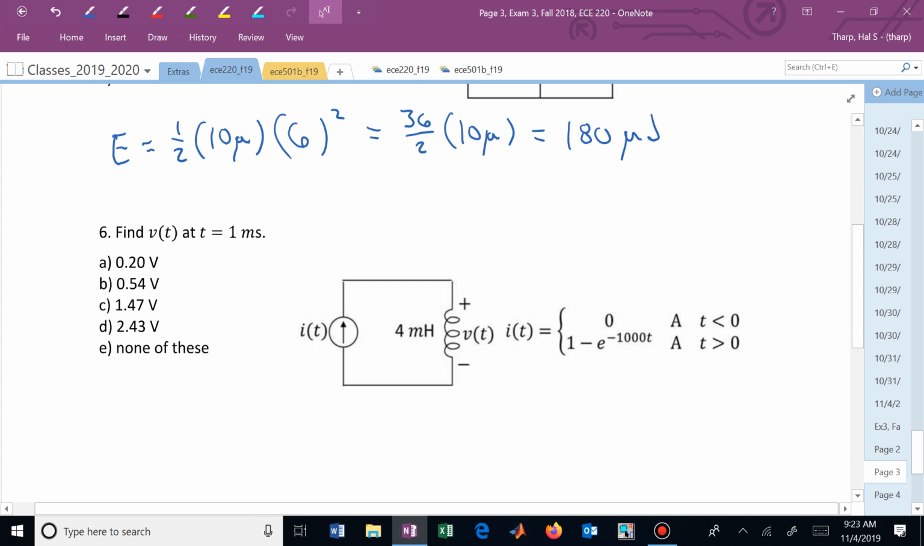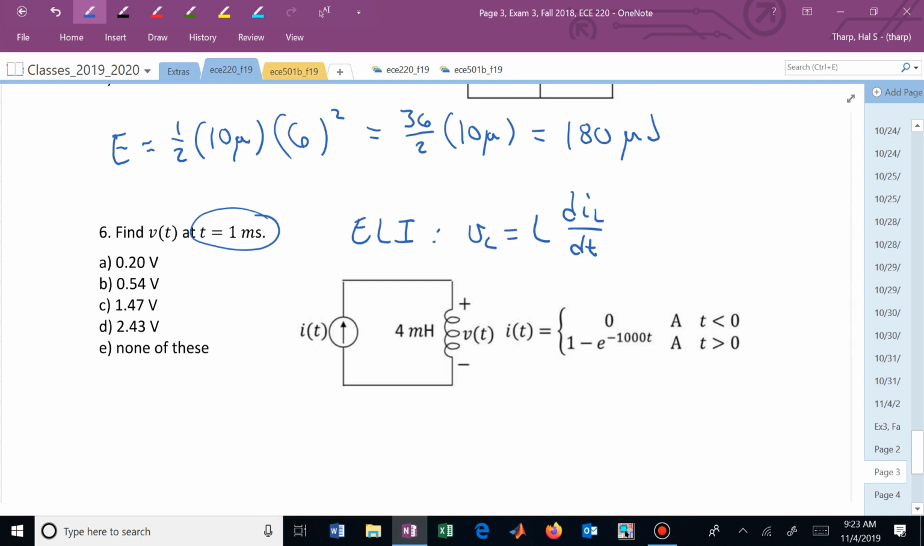Now we have an inductor, and we want to know this at a specific point in time. With this inductor, we want to utilize ELI, which says V sub L is L di sub L dt, and we need to find V. So this is now just a straight application of ELI. We now need to differentiate the current, that source current, scale it by L, and evaluate it at 1 millisecond.